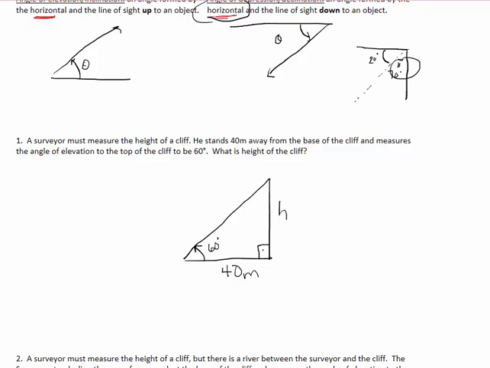Because there's a right angle in the triangle, be sure that you remember to use your trig ratios, SOHCAHTOA, as opposed to sine law and cosine law. So we need the opposite side, and we know the adjacent, so we're going to use tan to solve that. So tan 60 is opposite over adjacent. Tan 60 is h over 40. Then you can use your algebra and finish solving that question on your own.